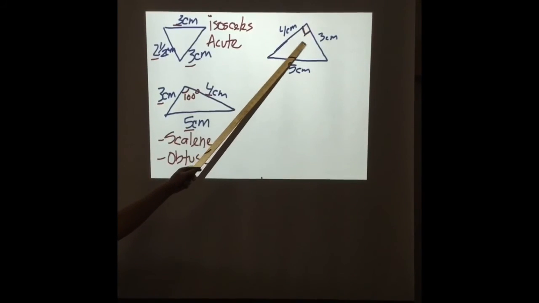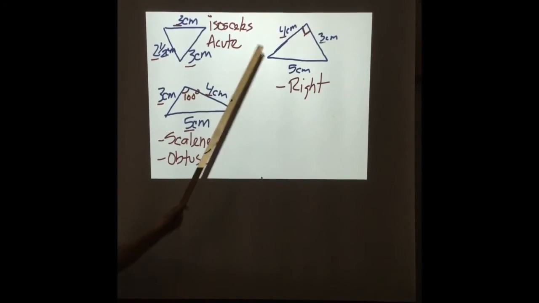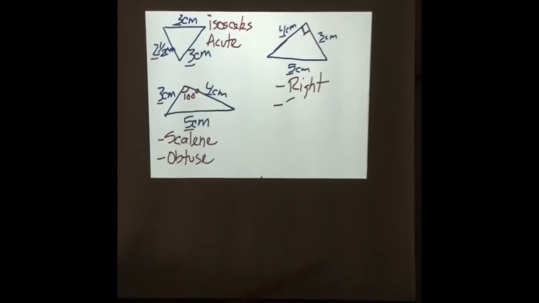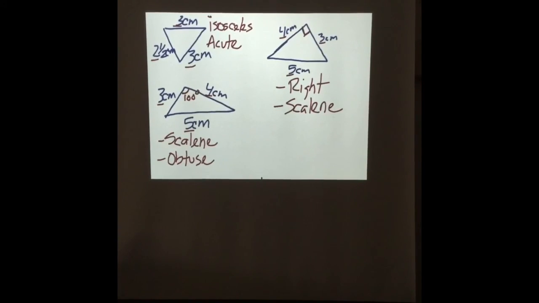Hey, that's familiar, isn't it? What does that mean? Ah, you guys said it. It's a right angle. Good work. And what kind of right angle? Well, it has a 4, a 3, and a 5. What does that mean? That means it's like stepping on the scale. We get different numbers every time we step on the scale. So scale means scalene. Good job. So this is a scalene right triangle. Good work. Okay, so do you see how that kind of works like that?